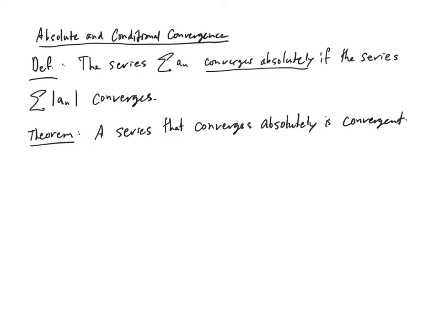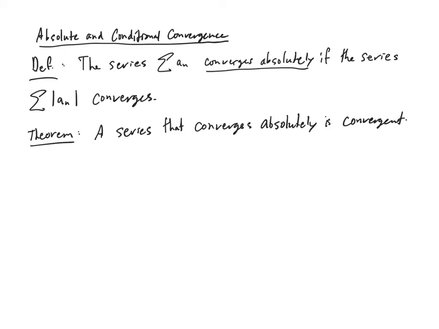In this video, we'll look at some examples of absolute and conditional convergence. The definition of absolute convergence is that a series with terms a sub n converges absolutely if the series with terms absolute value of a sub n converges. Then we have a theorem that says that a series that converges absolutely is convergent. Now that makes sense given the terminology. It would be kind of bad terminology if a series that converges absolutely didn't actually converge.